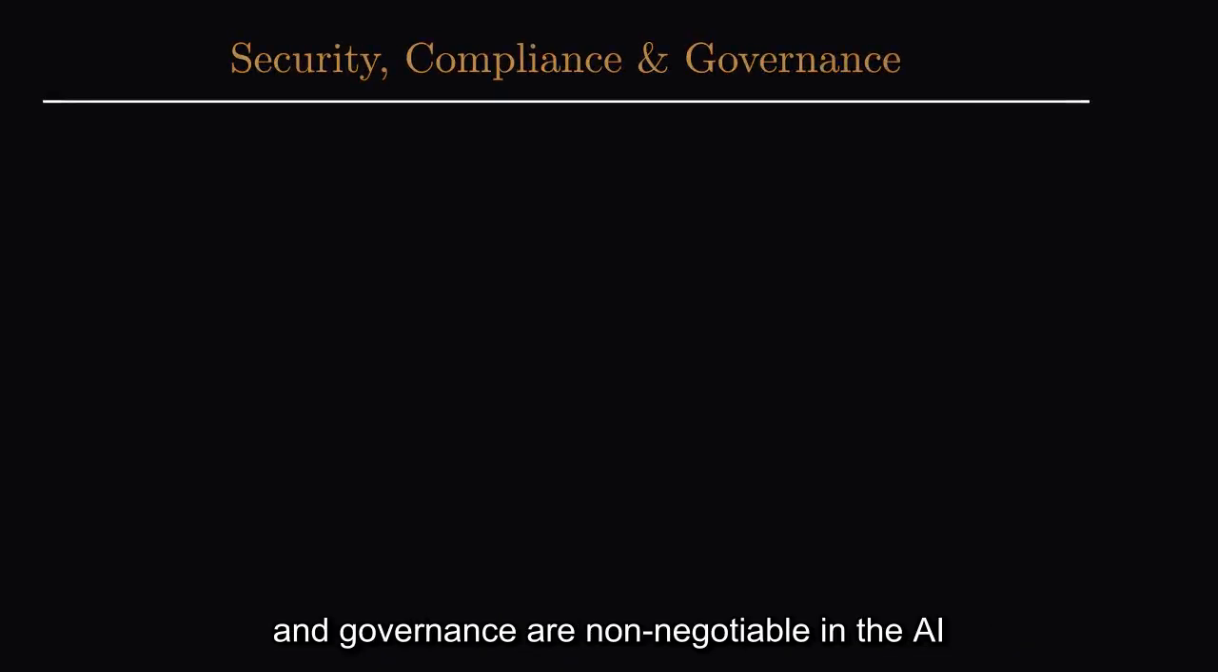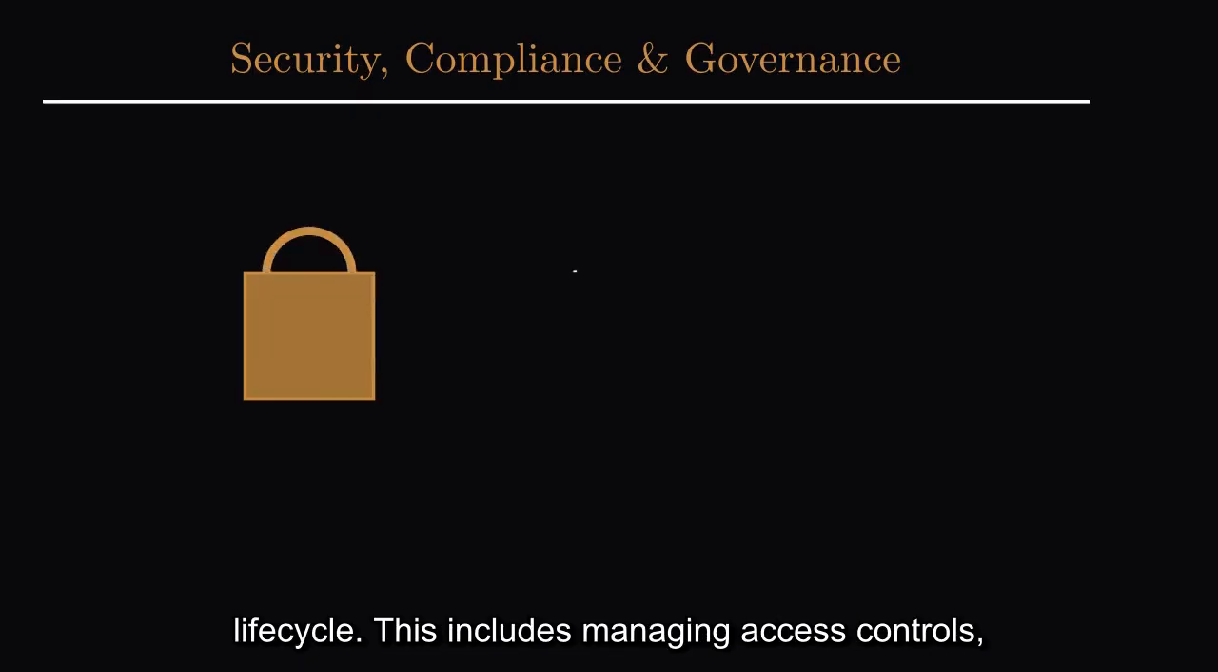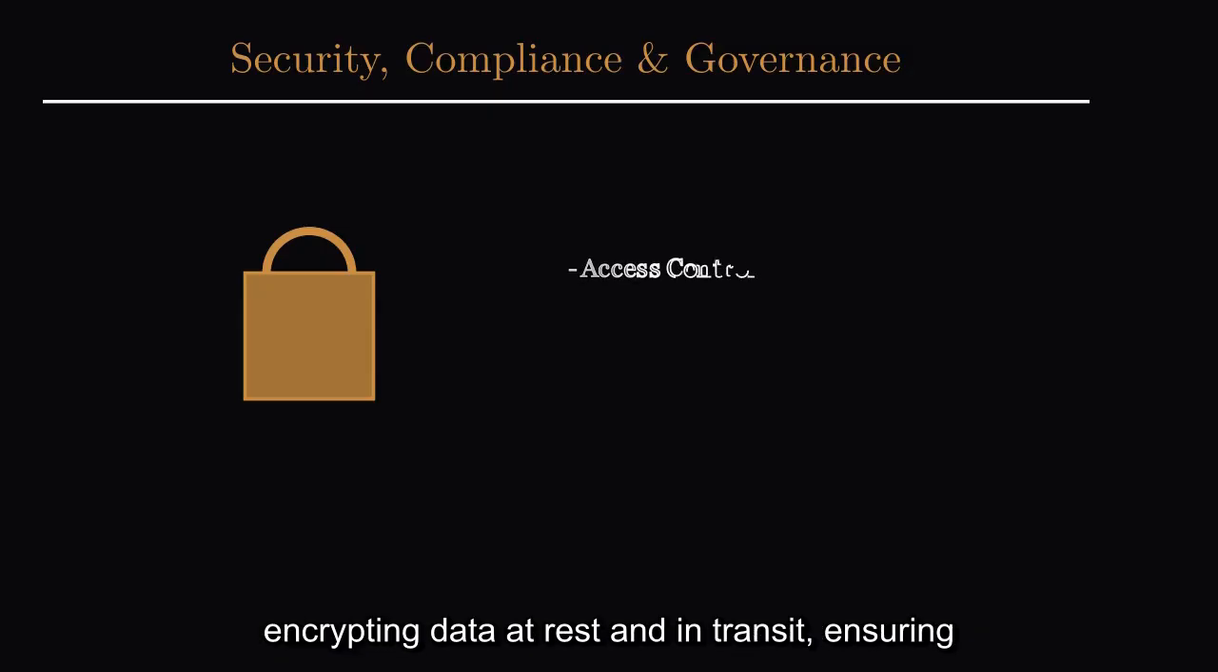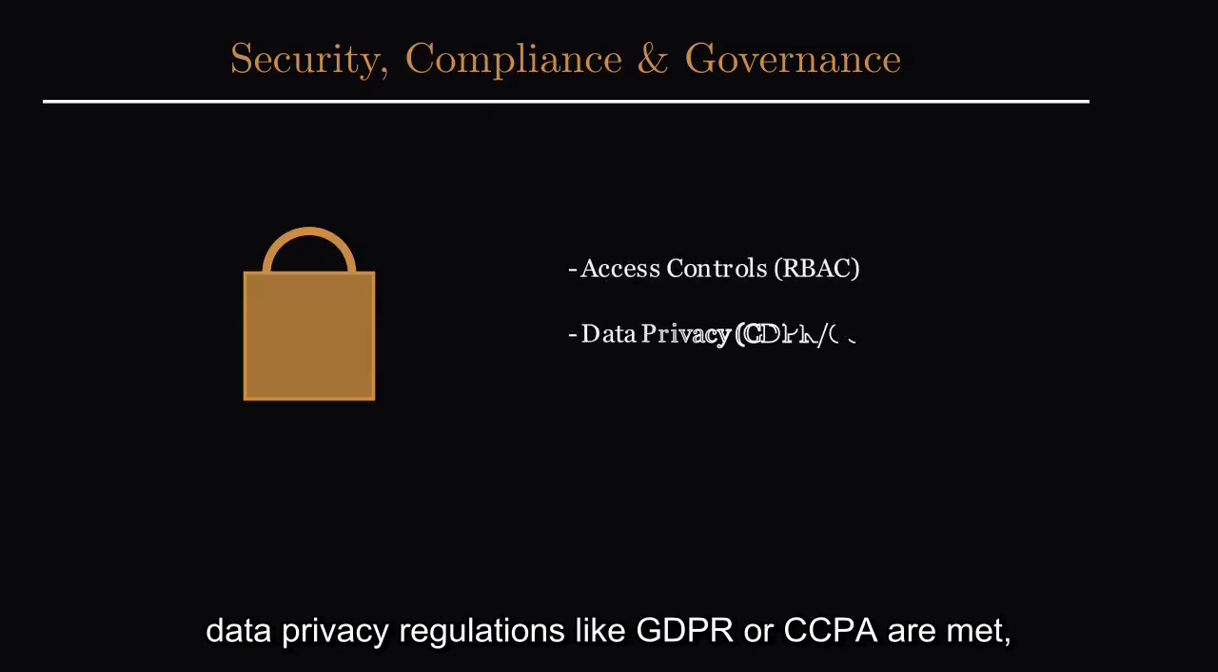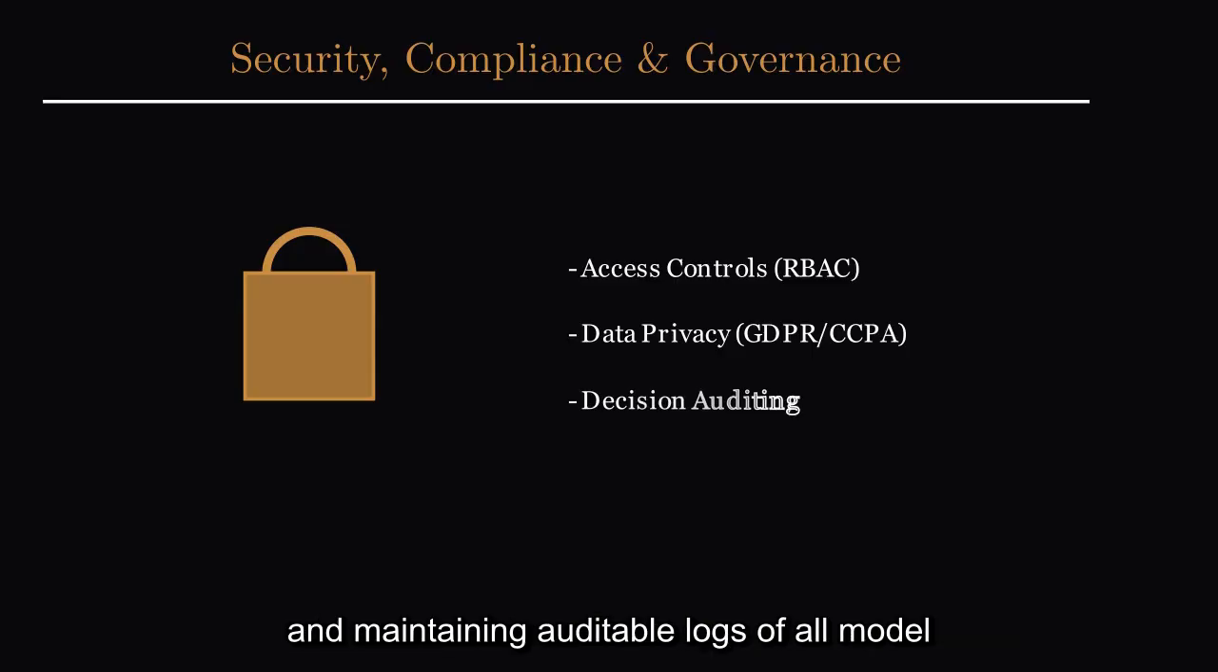Security, compliance, and governance are non-negotiable in the AI lifecycle. This includes managing access controls, encrypting data at rest and in transit, ensuring data privacy regulations like GDPR or CCPA are met, and maintaining auditable logs of all model decisions and data access.